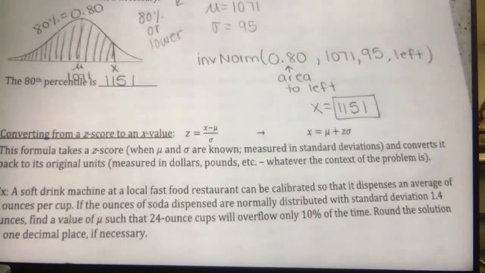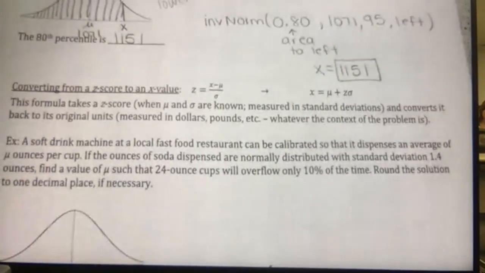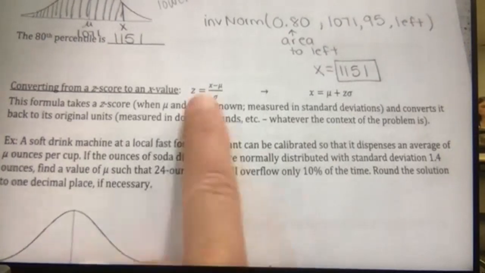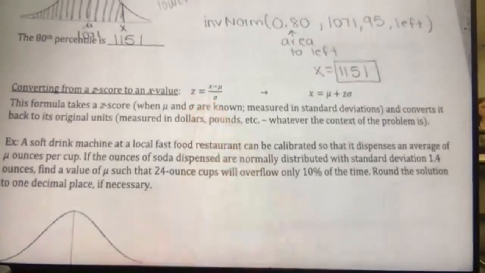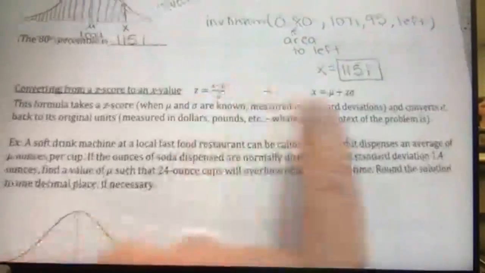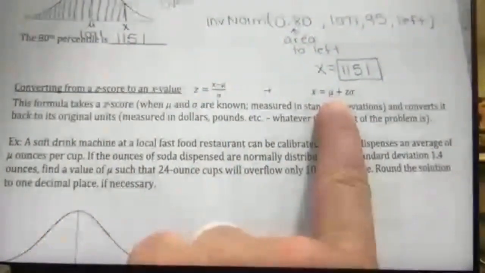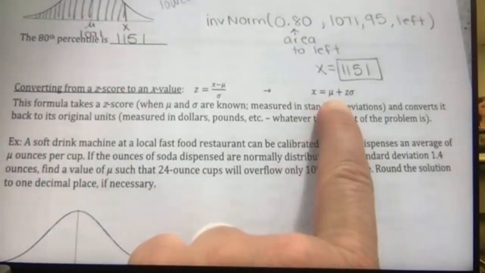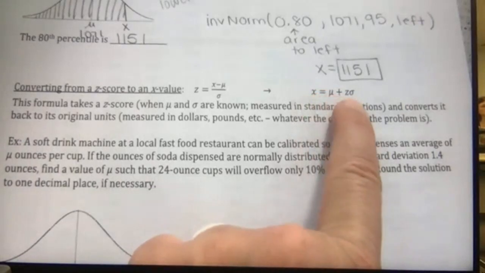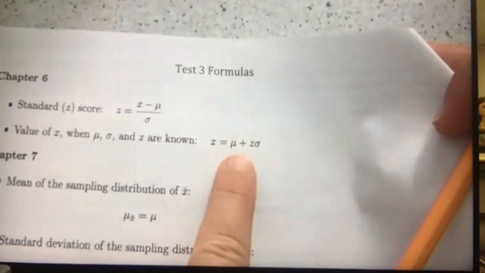Last one. All right, converting from a z-score to an X value now. Before we did X to Z, now we're going to do Z to X. If we took our z-score formula and used algebra to solve for X, we would get that X equals mu plus Z times our standard deviation. This formula is on your formula sheet, so don't worry about using algebra to solve it. It gives both of those formulas to you.